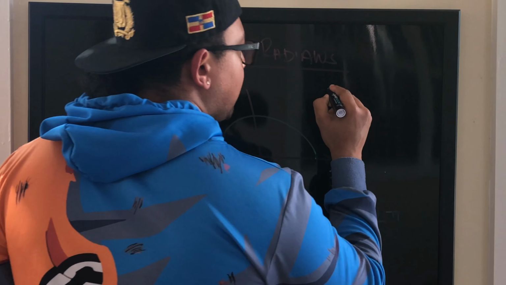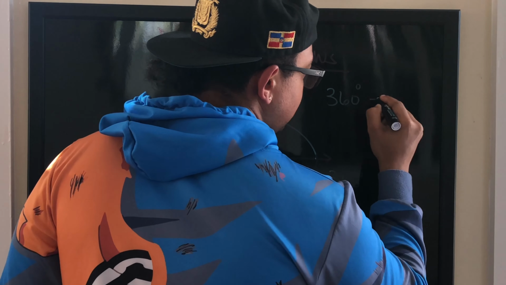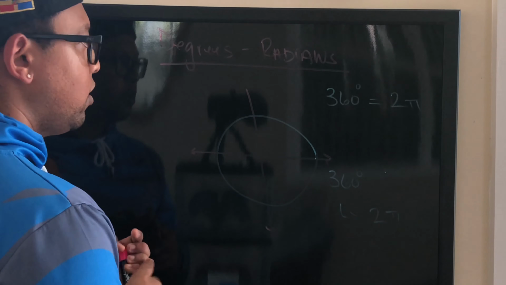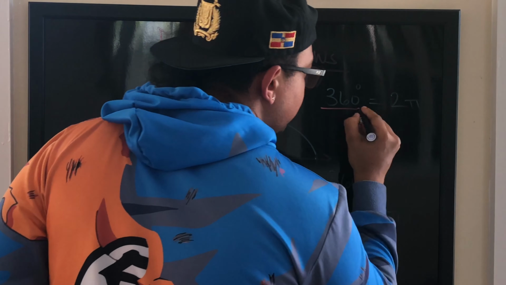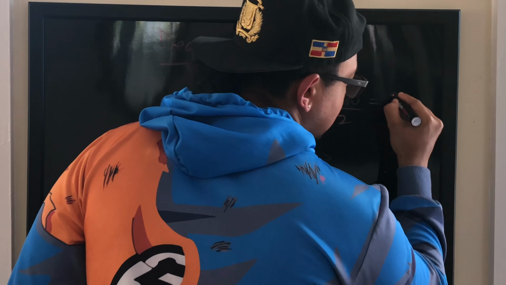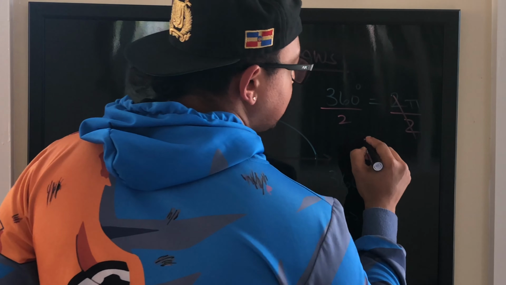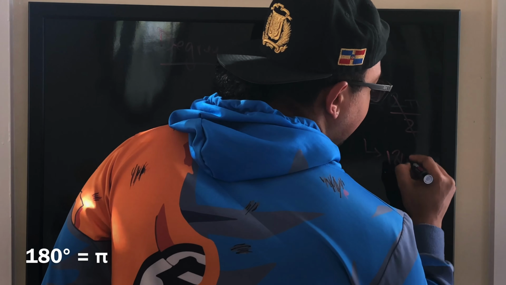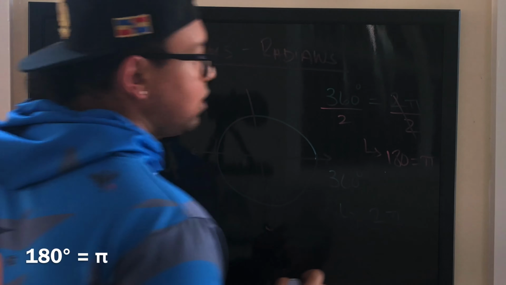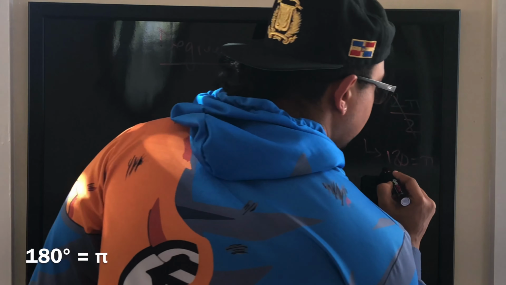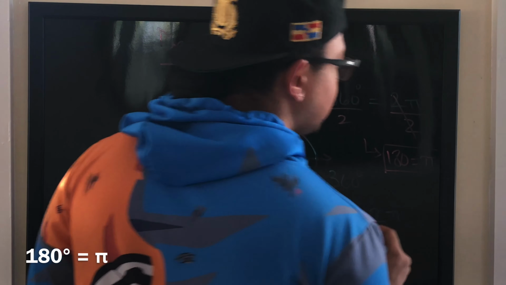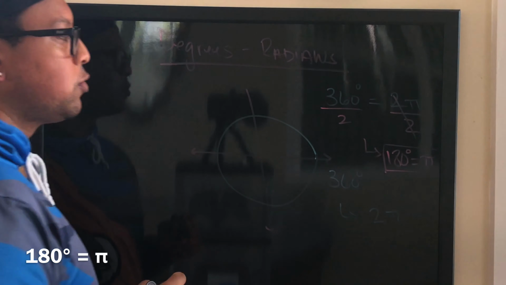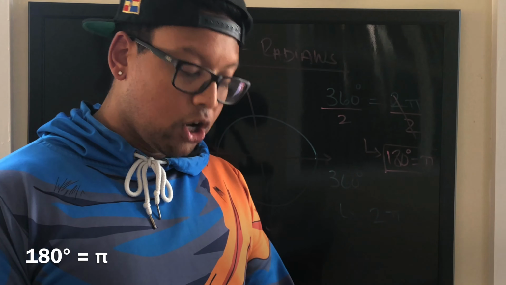So therefore, if I take 360 degrees equal to 2 pi, and I divide both by 2, see these two cancel. Now 360 degrees divided by 2 is equal to 180. Therefore, 180 degrees equals pi radians, okay? And this is the conversion factor you're going to use, guys. 180 degrees equals pi. That's the conversion you're gonna use when you're converting degrees to radians.